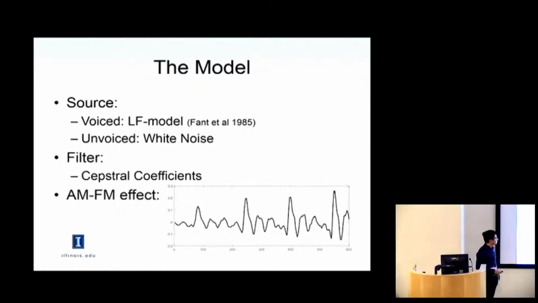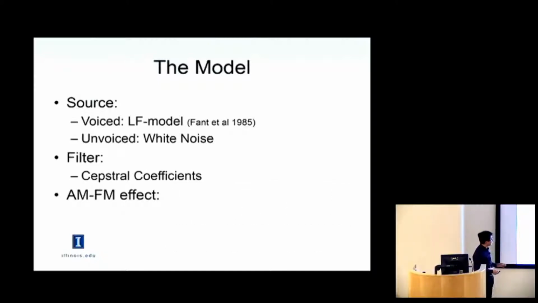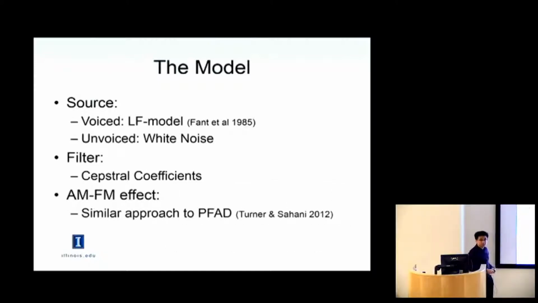To model this, we again build some probabilistic assumptions. According to Turner and Sahani's work in 2012, that basically assumes there's an AM chain and an FM chain. Both are first-order autoregressive processes, and then they apply some very smart probabilistic assumptions that make inference easy. So the source, filter, and AM-FM effect model constitute the whole probabilistic acoustic tube model we're proposing.